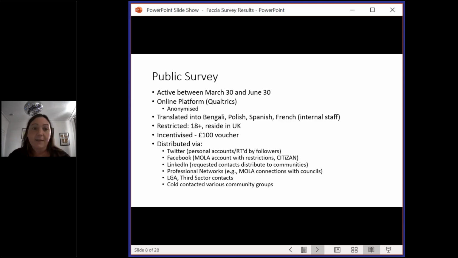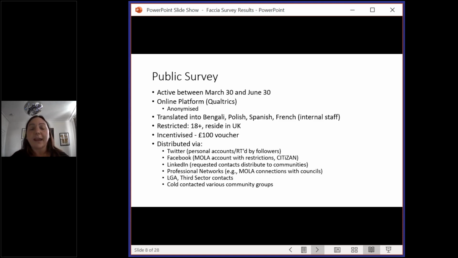So we incentivized the process. We restricted it to those 18 years and older. And we did translate the survey into several different languages that are common around the London area, and that some of our staff also speak. So we had surveys translated into Bengali, Polish, Spanish, and French. And we distributed links to the survey and information via Twitter and Facebook.